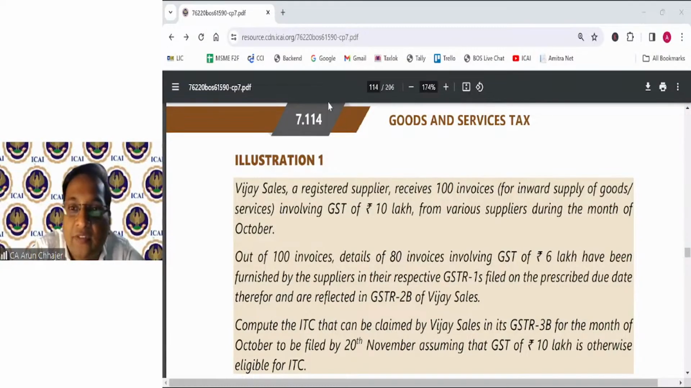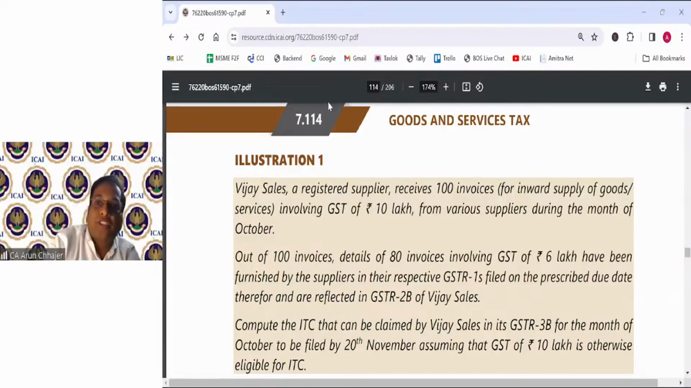That becomes capital goods. You purchase furniture, capitalize, the furniture becomes capital goods. You purchase a computer, capitalize in the books of accounts, it becomes capital goods. Every movable good which is capitalized in the books of accounts is capital goods. And every good other than capital goods is called input.